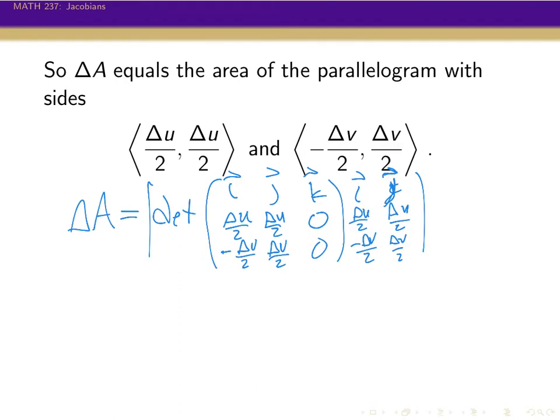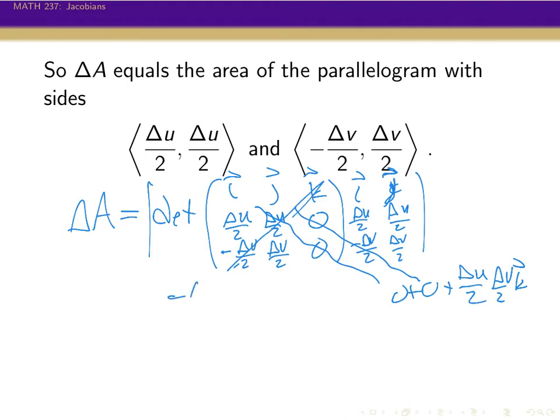So we're going to go through. We've got lots of zeros there, so that gives me a 0. That gives me a 0. That's giving me a delta u over 2 times delta v over 2 in the direction of k. Going in the other way, this is giving me minus delta u over 2 delta v over 2 in the direction of k, and then zeros.